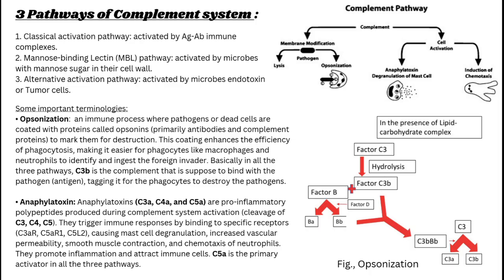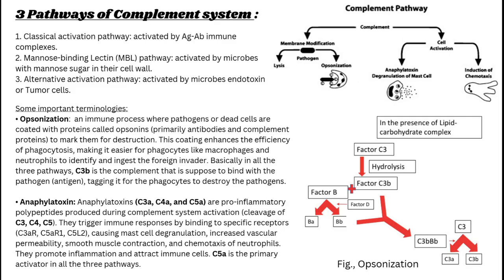In the next slide, we will be discussing the 3 pathways of the complement system. Out of the 3 pathways, 2 are the most important, that is the classical and the alternative one. The 3 pathways are the classical activation pathway, the mannose binding lectin pathway, and the alternative activation pathway. The classical activation pathway is activated by antigen antibody immune complexes. So the trigger and initiator is the antigen antibody immune complexes.